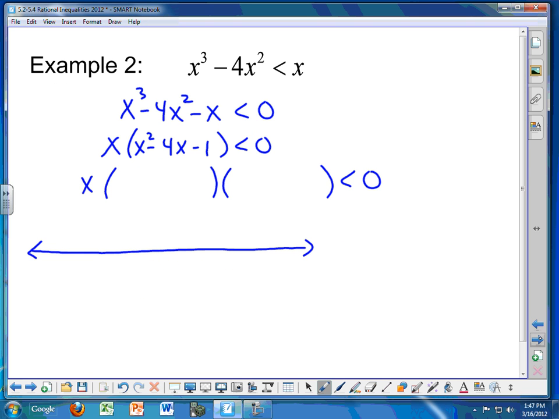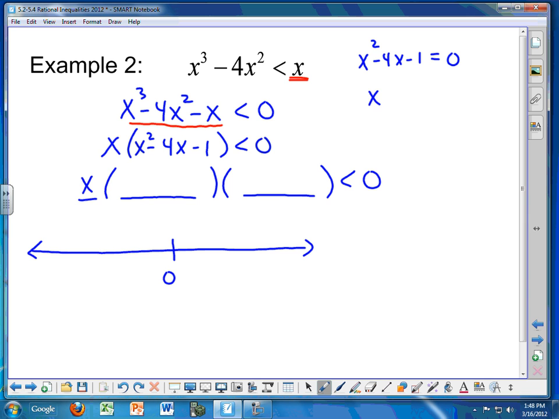In example 2, we have an x on the right-hand side, so we want to move that to the other side to be with his friends, and then we factor out that common x, leaving us x squared minus 4x minus 1. Unfortunately, x squared minus 4x minus 1 is not factorable. So in order for us to calculate the numbers that are going to go on the line, we've got this x here, which produces 0, but what do these two quantities produce? To see that, we've got to solve x squared minus 4x minus 1 equals 0.